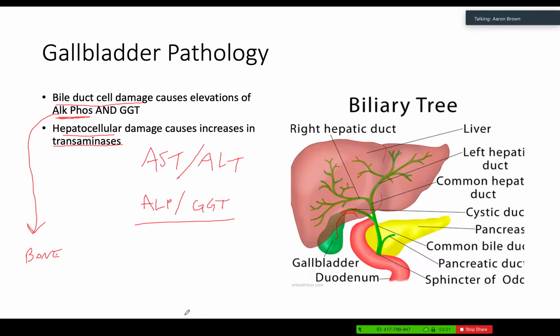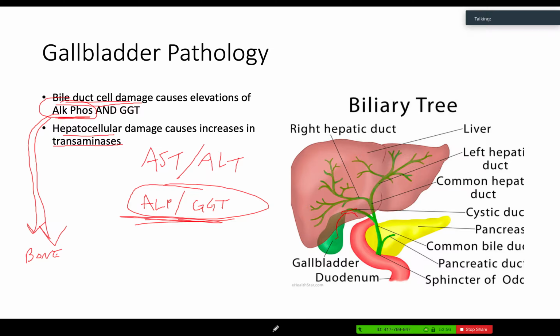ALK-Phos is also seen when you have elevated breakdown of bone. However, when you have elevated breakdown of bone, you do not have an elevation in GGT. So when you see these 2 together, you say bile duct. When you see just ALK-Phos by itself, you say there's some sort of breakdown of bone going on. Think about your hyperparathyroidism, where you're breaking down bone. Think about your multiple myeloma, breaking down bone. Any of your bone cancers, breaking down bone. So in those conditions, you see elevations of ALK-Phos. But in gallbladder pathology, you see ALK-Phos and GGT.